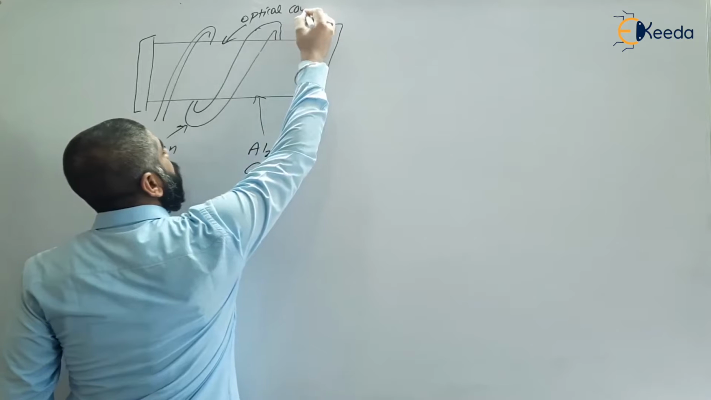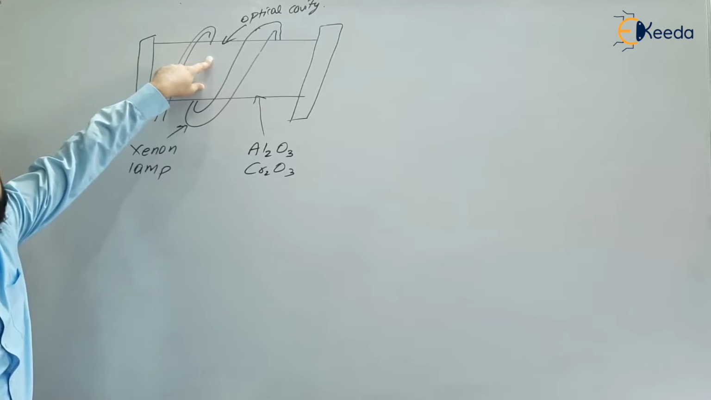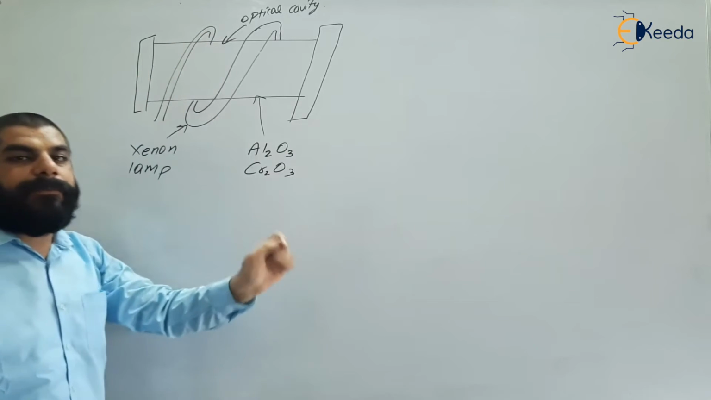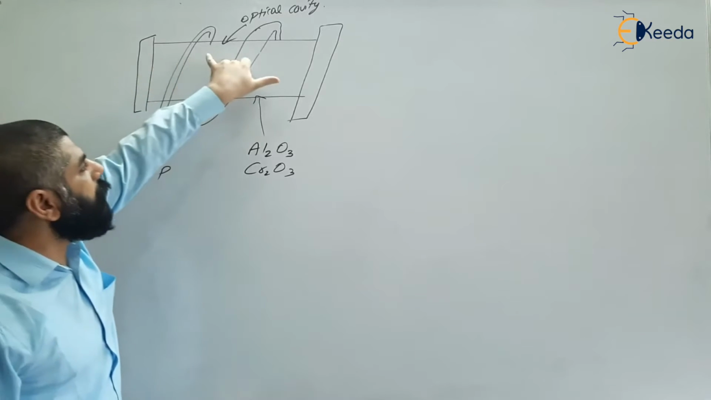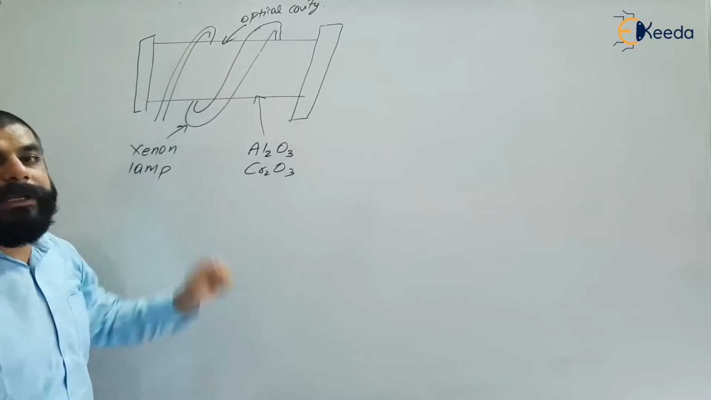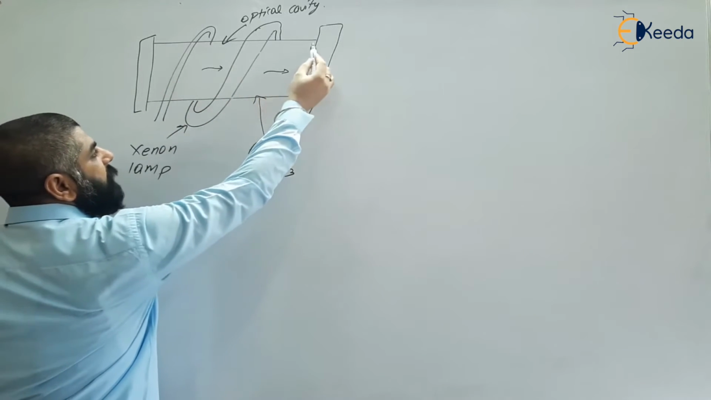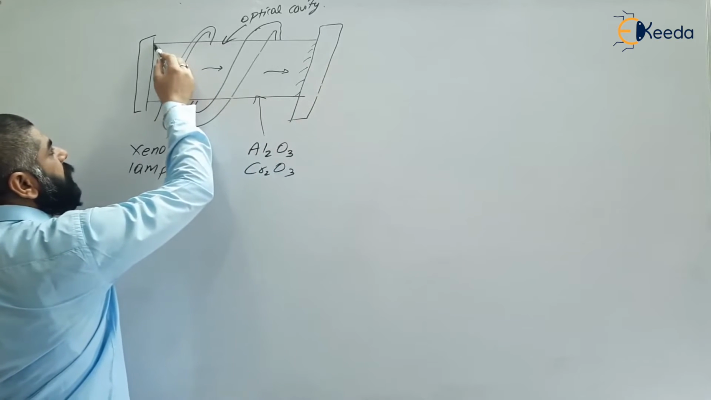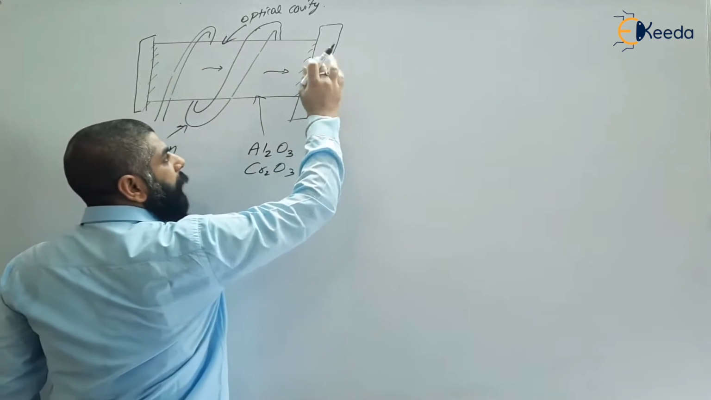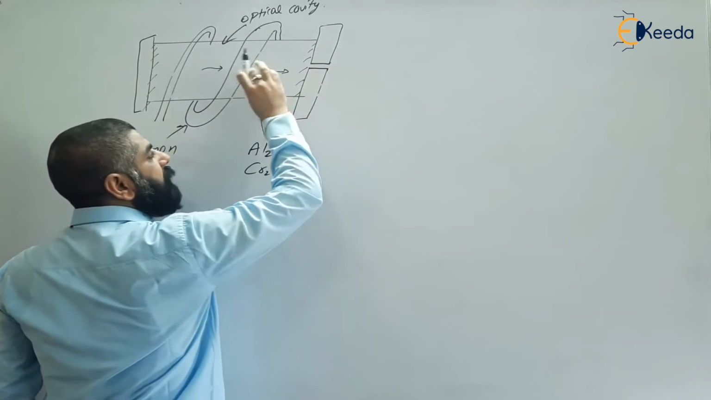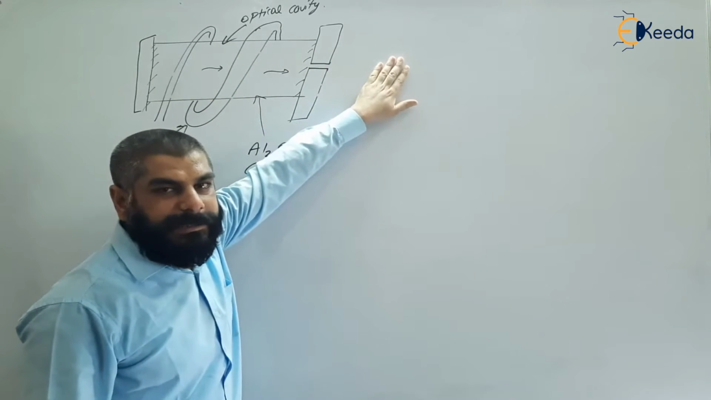In this region, photons will be generated which are coherent, moving in the same direction and in the same phase. Inside this optical cavity, stimulated emission will take place. Photons will be generated and they will travel. This side is partially silvered and this is fully silvered, so photons cannot exit from this side. Only a very strong intensity photon can pass through it, and we will observe the laser at this point.